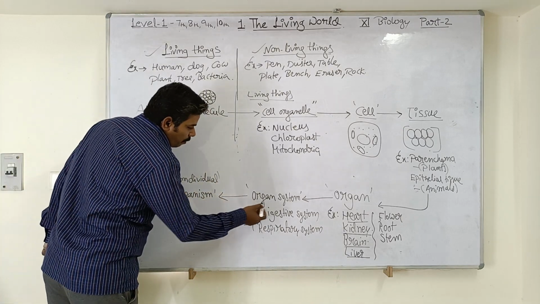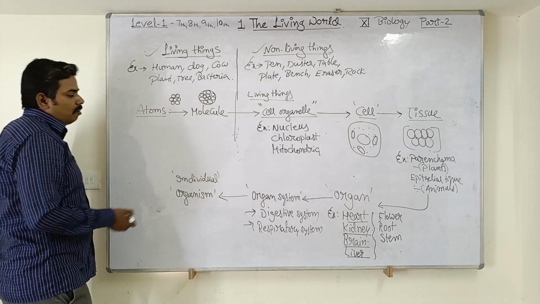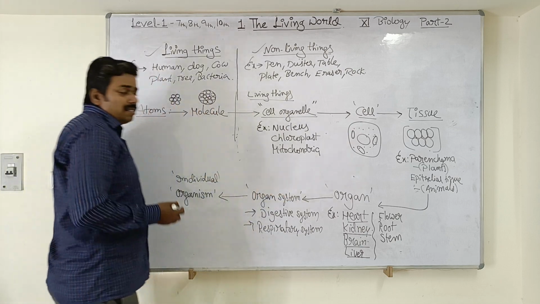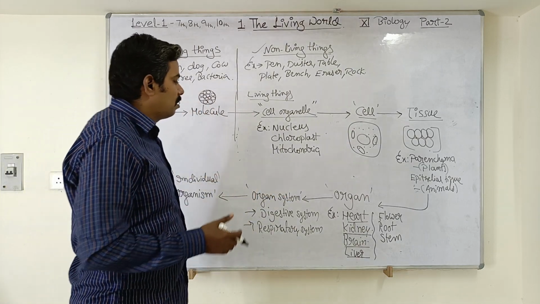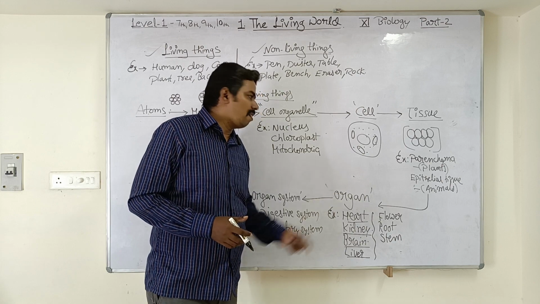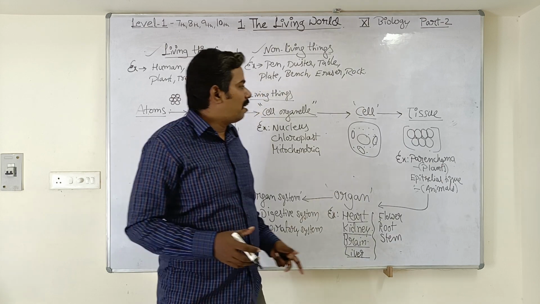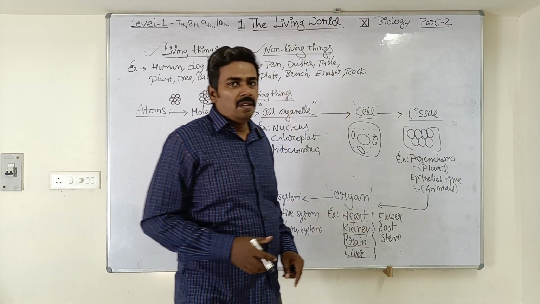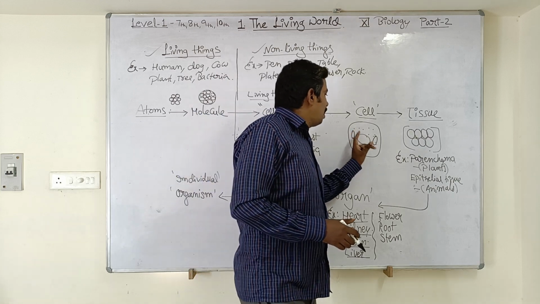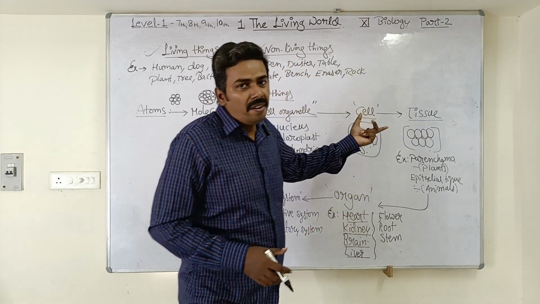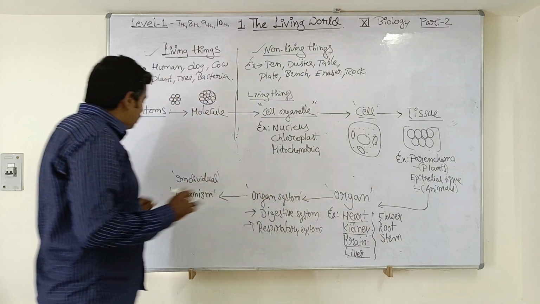So is this rule applicable for all the organisms? No. Organ systems are not seen in some of the organisms. Some of the organisms only will have organ level organization. Some living organisms only will have tissues. Some living organisms only will have cells, may not find tissues. Okay, so this is the thing.